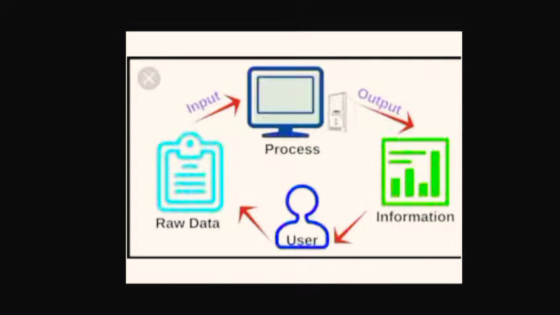For data to be processed, the first thing is for the user to collect the raw data. When the user collects the raw data, they will input it into a processing system. Then the processing system will give out output. The output is known as information. So before information is produced, data must be processed. And before data can be processed, you have to collect the data. And before you can collect data, there must be a user that will do the job of collecting the data.